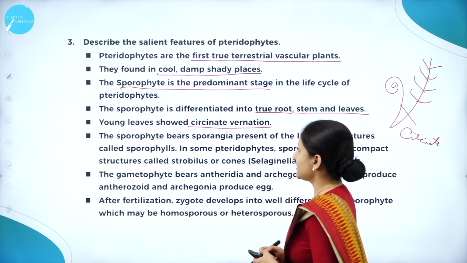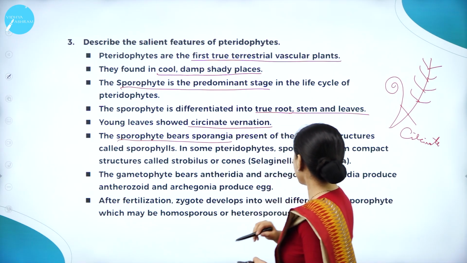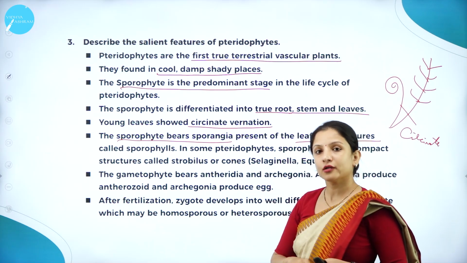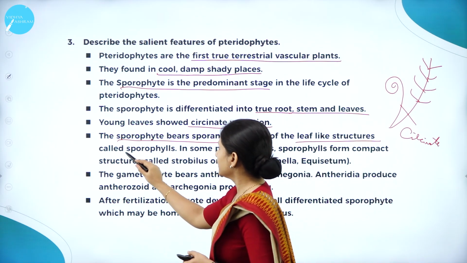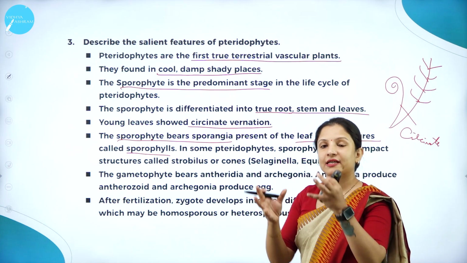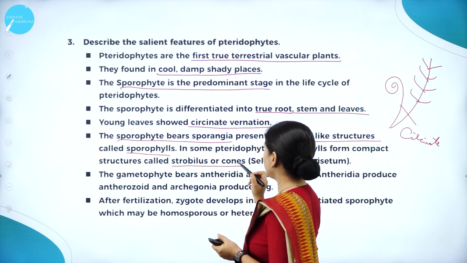And the sporophyte bears sporangia. Where are the sporangia present? In leaf-like structures of the sporophyte. What are those leaf-like structures called? They are called sporophylls. And in some pteridophytes, these leaf-like structures get arranged in the form of clusters, and those clusters you can call strobili or cones.